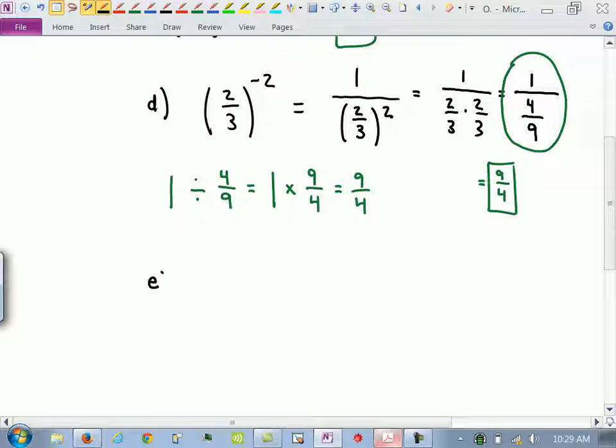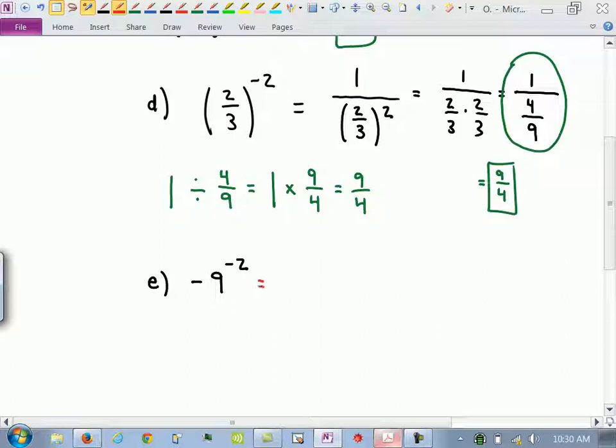Okay, my last one here. What is negative 9 to the negative 2? Be very careful. The negative 2 is an exponent, isn't it? Is the negative 2 acting on a 9 or a negative 9? Just the 9. Just the 9, because the negative is like a negative 1 out front.